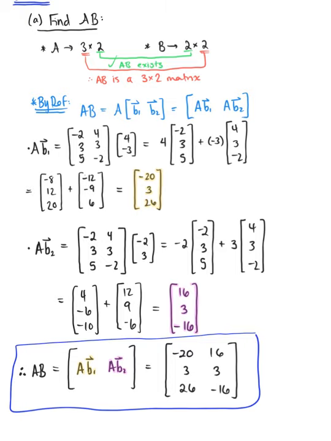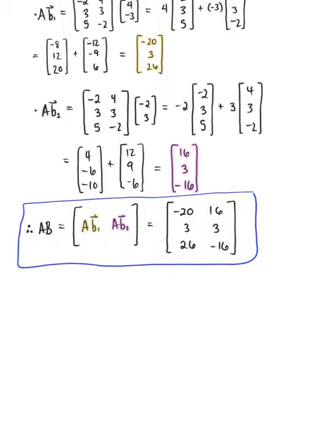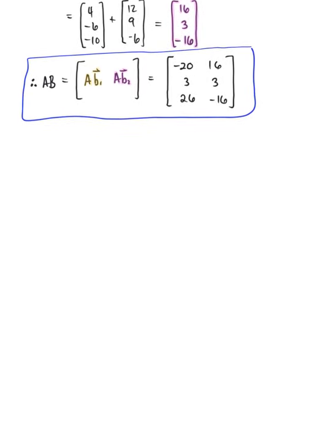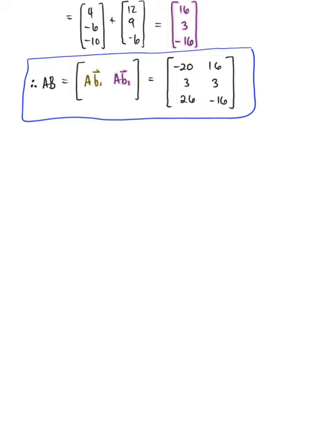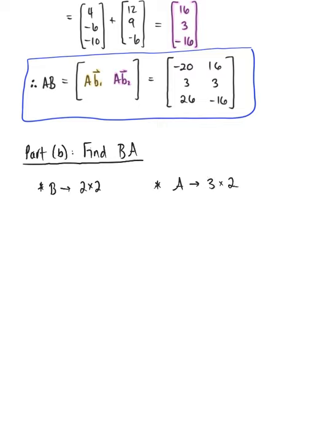We want to now go ahead and find the product of matrix B times matrix A. So in part B, we want to find B times A. And now again, before we even get started, let's check the sizes. We have a matrix B given to us as a 2 by 2 matrix, and a matrix A, which is given to us as a 3 by 2 matrix. In order for this product to exist, the number of columns of matrix B must be equal to the number of rows of matrix A.